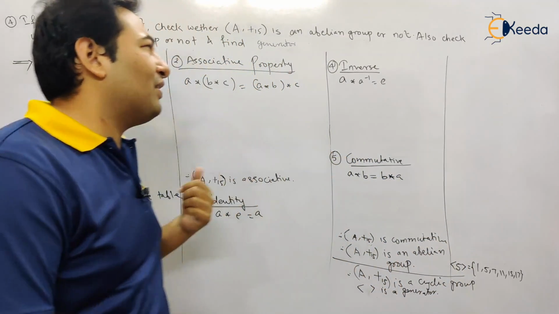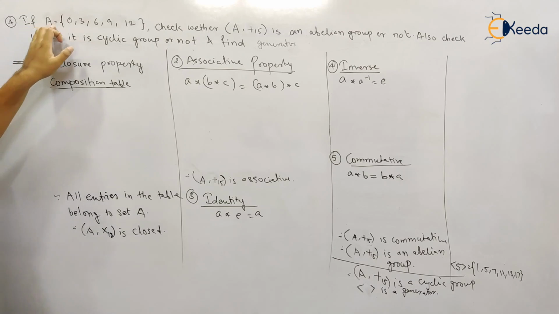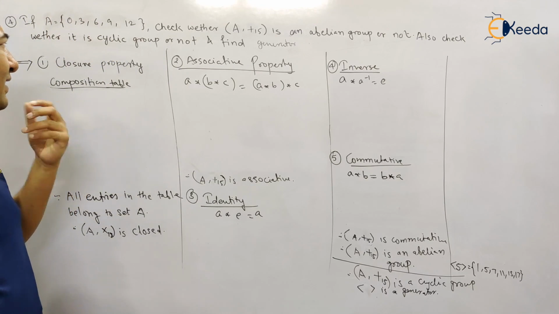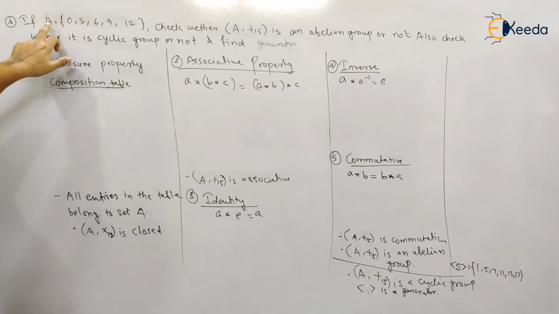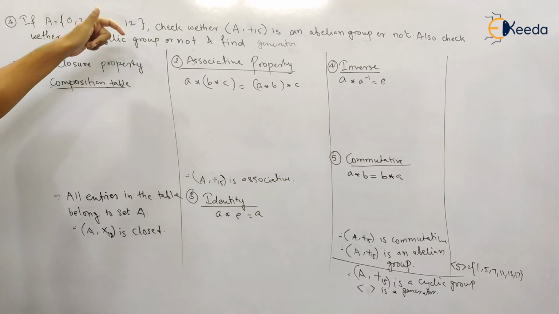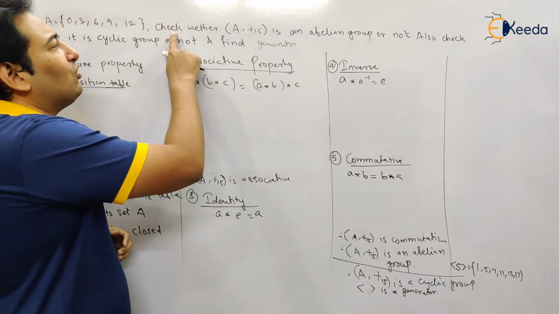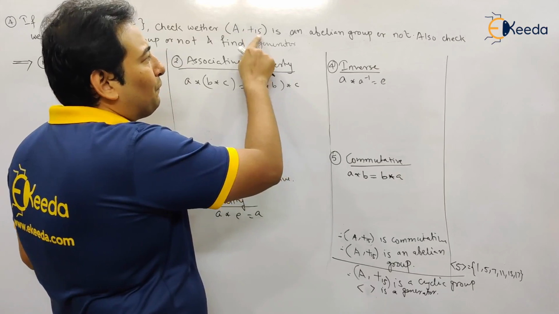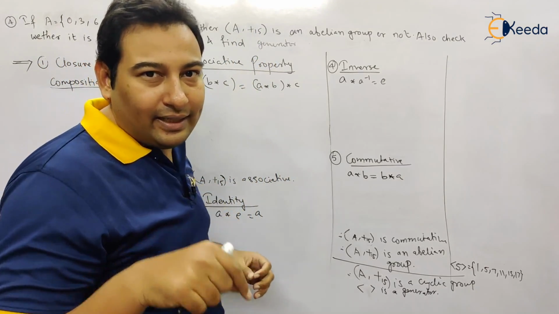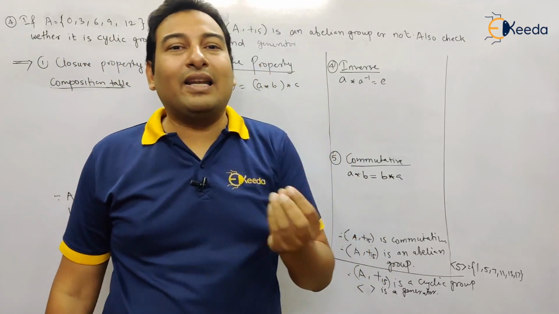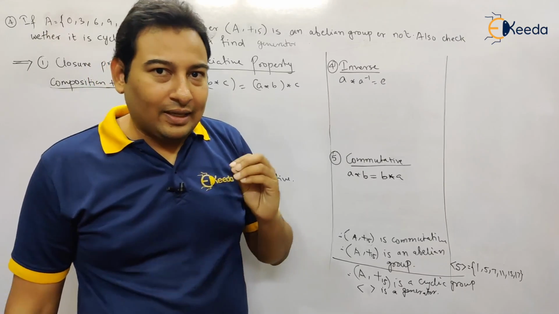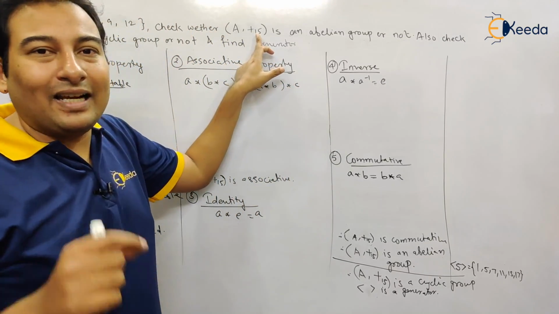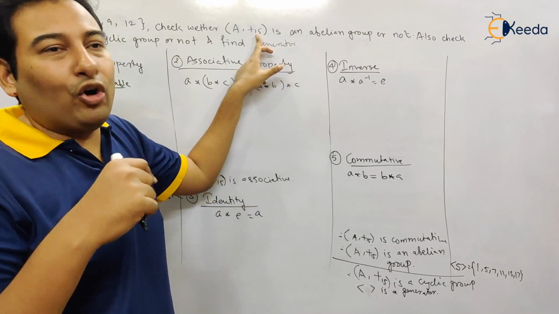Let us check what the problem is. Here set A is given, whatever the set is called doesn't matter, it's just a naming. A contains these elements. We need to check whether (A, +15) is a group. Last time it was x18, which means multiplication modulo 18. Now it is plus 15, that means addition modulo 15.